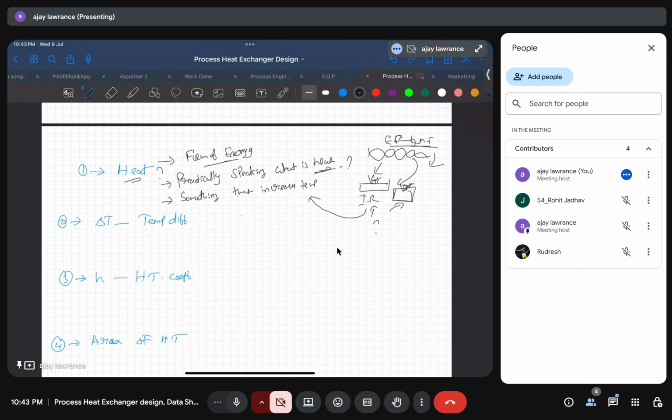Then what is heat? How will you define heat? It is a form of energy, right? Practically speaking, what is heat?